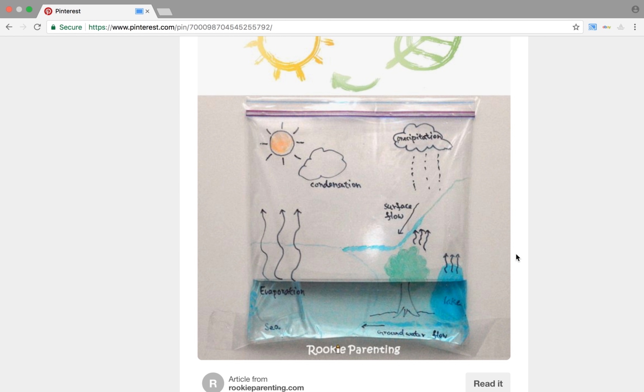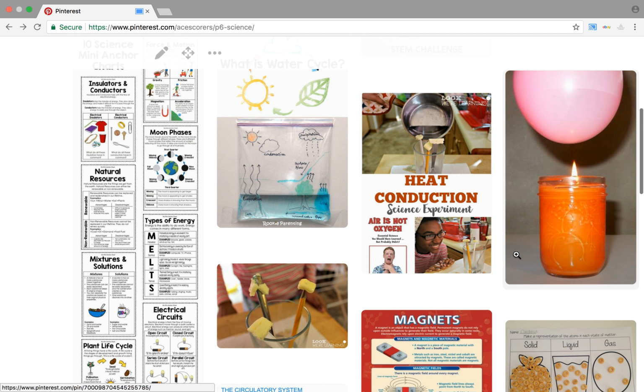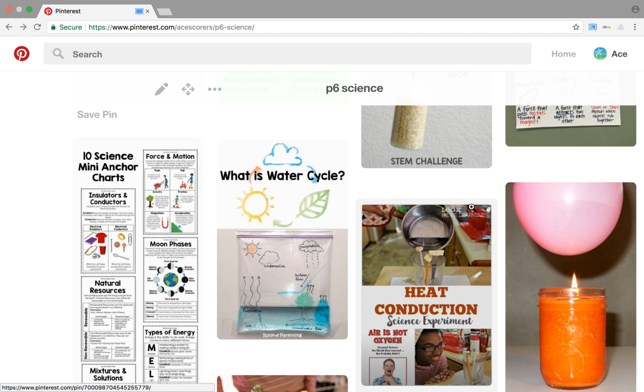Now, what is required for the water cycle to work? Water. Heat. You need heat. If there's no heat, the whole cycle doesn't work. And if there's no water, then there's no water cycle anymore, right? Then maybe you learn some other cycles.